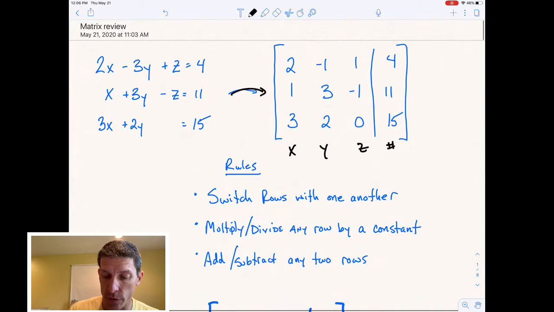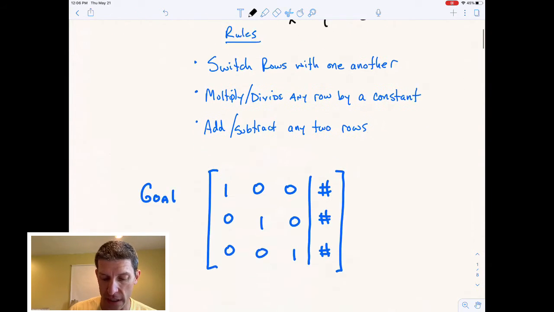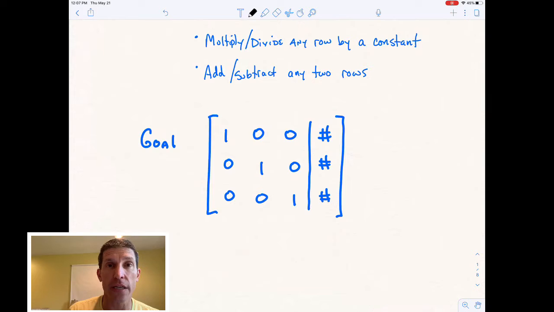We also have 3 rules. We reviewed these rules last time with the 2x3 matrix. You could switch the rows with one another. You can multiply or divide any row by a constant, and you can add and subtract any 2 rows that you want. Okay, so having said that, the ultimate goal, of course, is that we get a diagonal series of 1s, and that would mean that x is this number, y is this number, and z is that number. Done, right? So that's our goal.